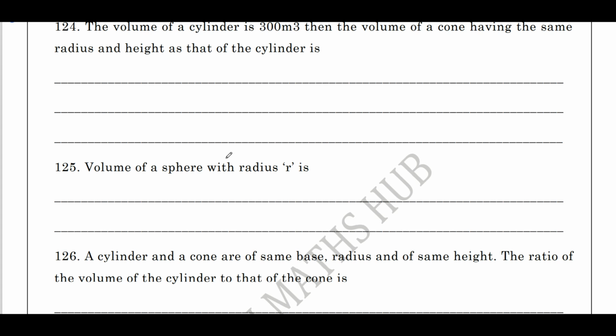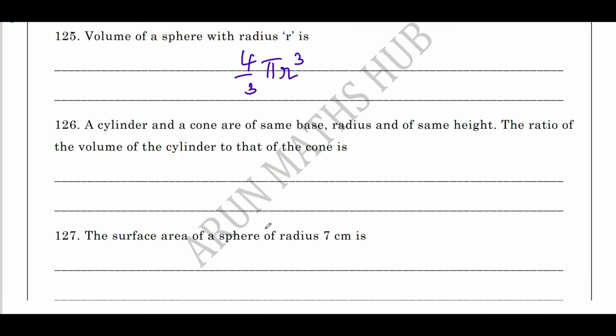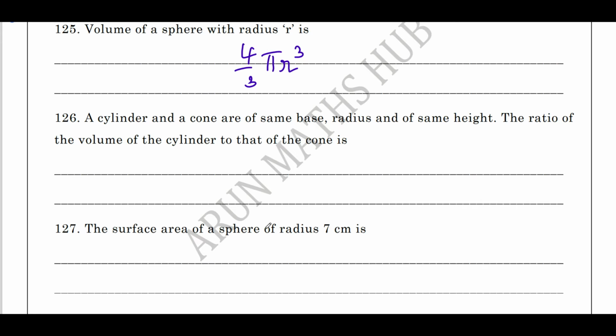What is the volume of sphere with radius R? It is 4 by 3 pi R cube. A cylinder and a cone of the same base radius and same height, the ratio of the volume of cylinder to that of cone will be 3:1. Volume of cylinder equals 3 times volume of cone, therefore volume of cylinder by volume of cone is the ratio 3:1.